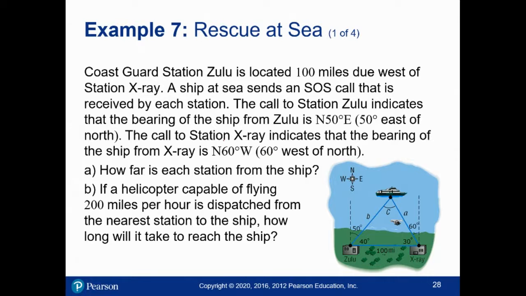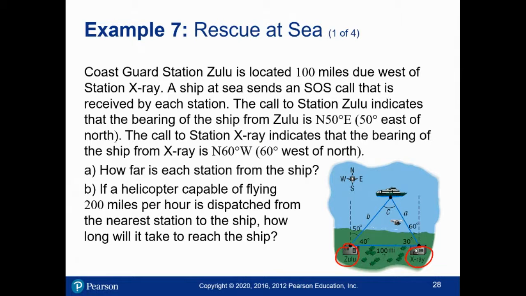That's going to make things tough to read. So we have a Coast Guard station, Zulu. There it is. It is 100 miles due west of this station, X-ray. Awesome. So a ship sends out an SOS call. Okay, so it's just like a radio beacon going off.